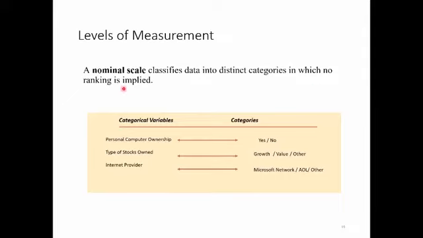Right? So there's no particular ranking. For example, take, do you own a personal computer? The answer would be yes or no. Those are the categories. Then types of stocks owned. So you can have growth stocks, value stocks, or bonds, or whatever. There's no ranking. Then you can have, what is your internet provider? There's no ranking there as well in the answer. These answers are your categories. So that's why you call these a nominal scale, right?